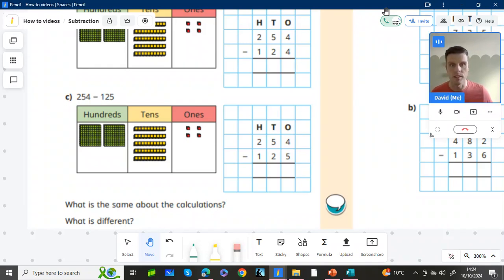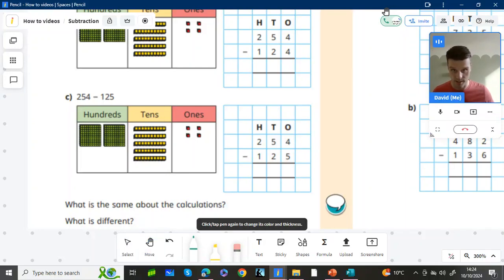So here, okay, we've got 254 minus 125. Well, as you can see in the ones column, the 4 is less than 5. So I need to exchange a 10. And I'm going to use the place value chart to show you what I'm doing. So I'm going to exchange one of these 10s. So cross it out for 10 ones. So I'm going to put that 10 in here. 1, 2, 3, 4, 5, 6, 7, 8, 9, 10. Okay? And I'll show that on my column subtraction like this.